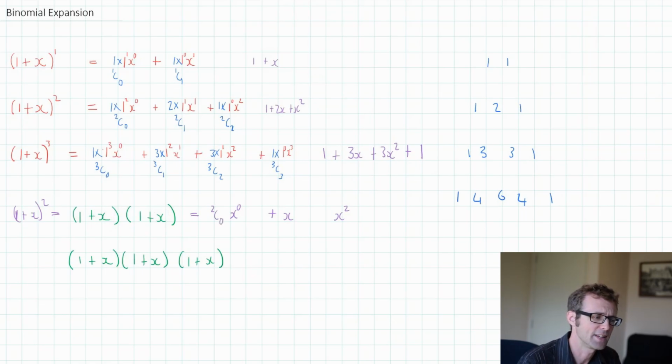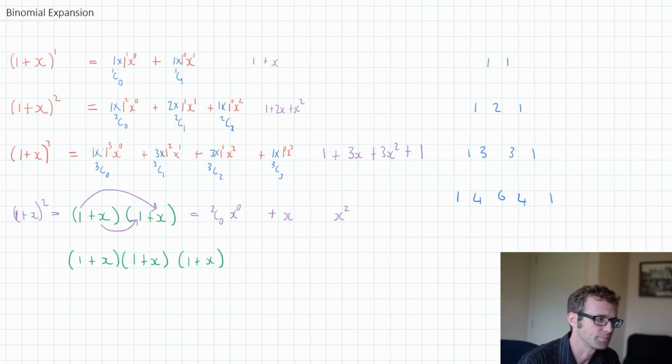Okay? That's how we get no x's, a no x term. But what about making an x term? How many ways could we make an x term? Well, we could make an x term by taking this x here and multiplying it by that one here, or we could do it this way by choosing this x here and that one there.